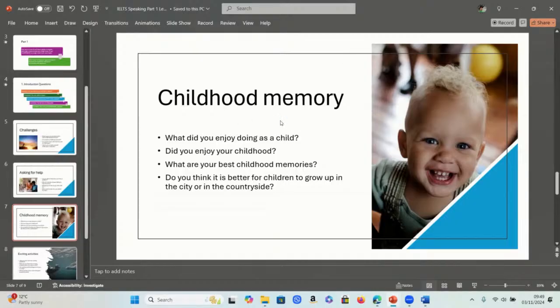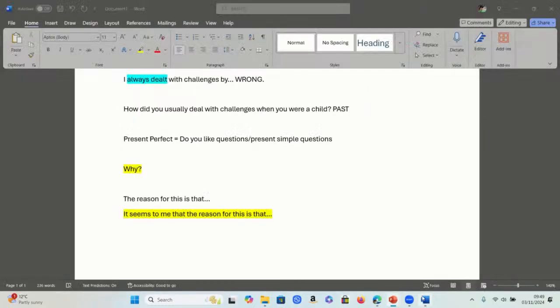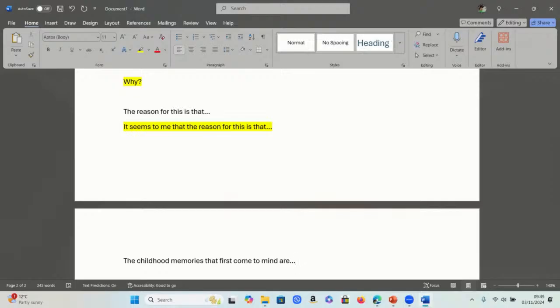However, although it's about childhood memory, these questions here are using present tense. So, what are your best childhood memories? The childhood memories that come to mind, or first come to mind, are, you could say something like that. You start like that, and then you want to say because or another word for because. So we'll say as, or due to the fact that. And then we want to say for instance.